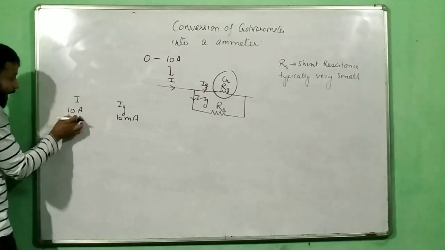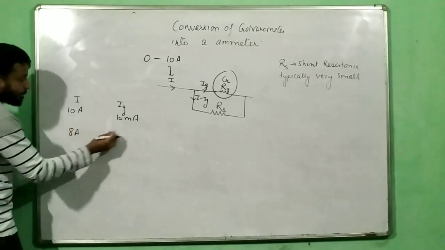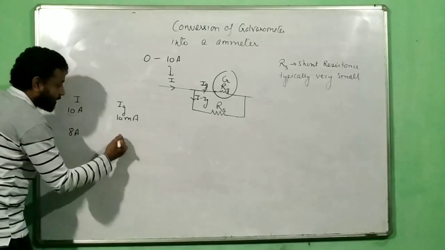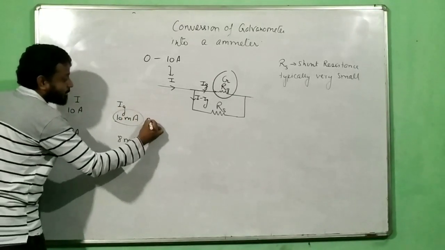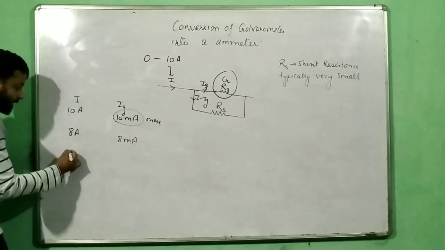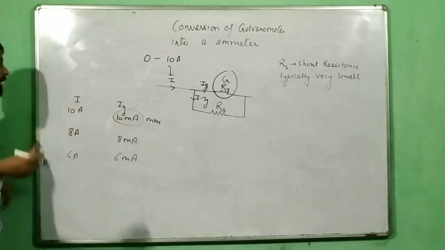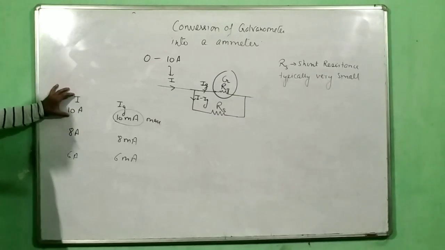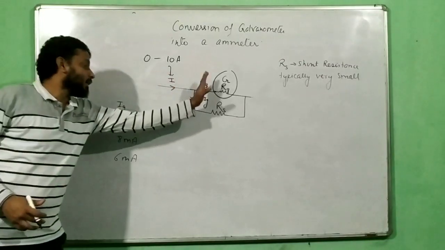Now let us say when the I falls, it becomes 8 ampere. So this should also fall. Then this becomes 8 milliampere, whereas this was my maximum. When this becomes 6, even this can become 6. So that is the whole idea. I have to ensure that my maximum gets balanced. If my maximum is balanced, below that the galvanometer can read.